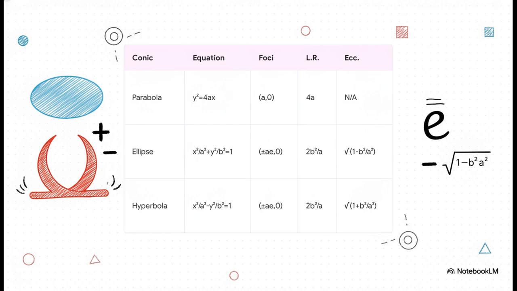Look at the ellipse and the hyperbola. Their equations shift by just one tiny sign, a plus for the ellipse, a minus for the hyperbola. Now look at the eccentricity, e. For the ellipse, it's the square root of 1 minus b squared over a squared. For the hyperbola, it's 1 plus. Master this beautiful symmetry, and I promise you, you won't have to blindly memorize a thing.